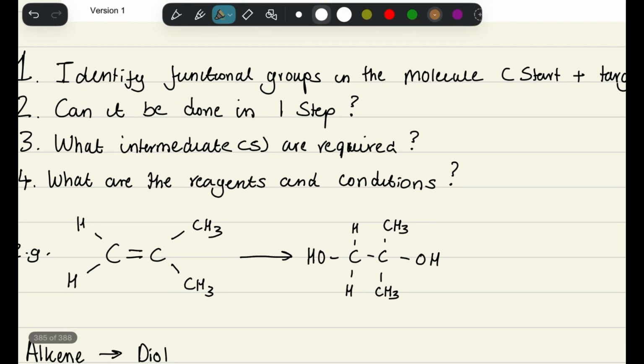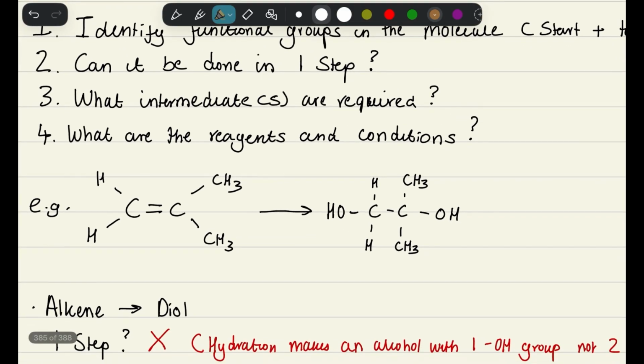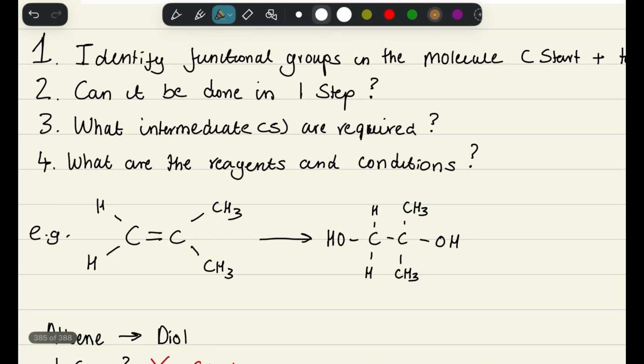So let's look at this example, for example. We're saying we want to go from this alkene to a diol, an alcohol with two OH groups. So we've identified that. We're thinking, can this be done in one step? When I'm thinking from alkene, where can I go? I can go to an alcohol, yes, I can go to an alkane.